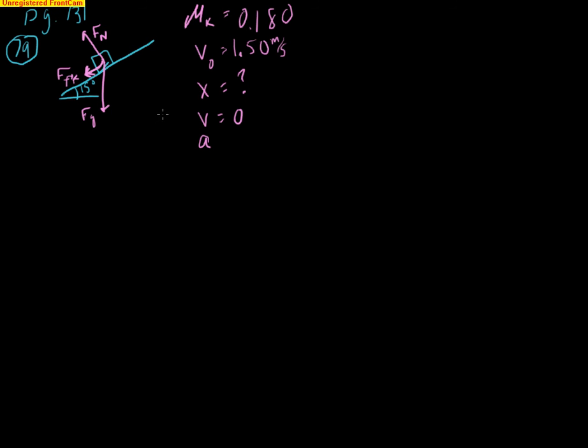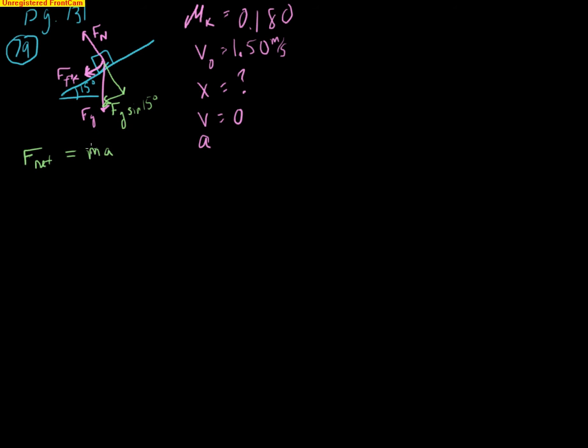Alright, so we need to focus on finding the acceleration. Let's do that in a different color. We know that the net force is related to acceleration by F net equals ma. We know the acceleration is going to be along the incline. It's not going down into the slope or up off the slope. So the net force is going to be the forces along the x direction. So that's going to be Ffk and Fgx, or Fg sine of 15 degrees.